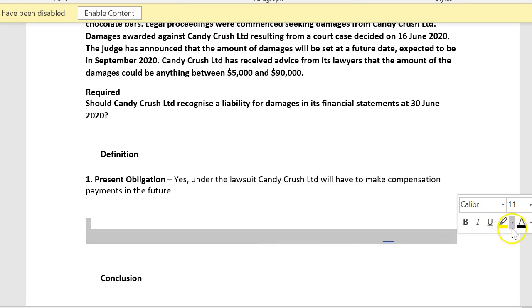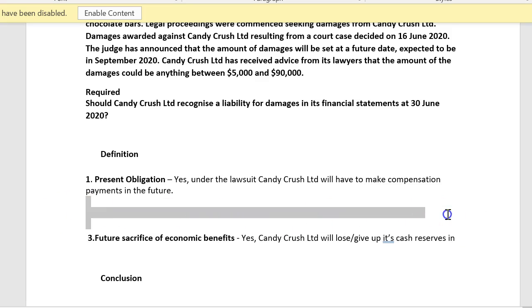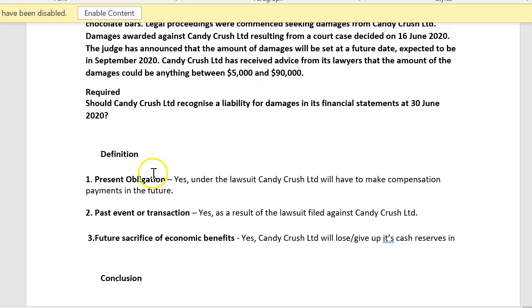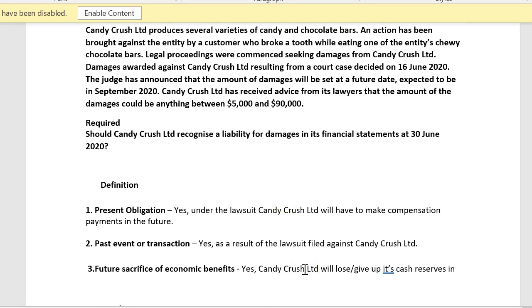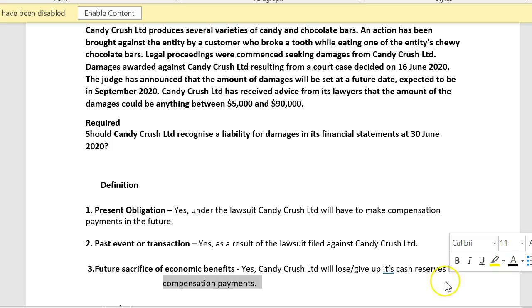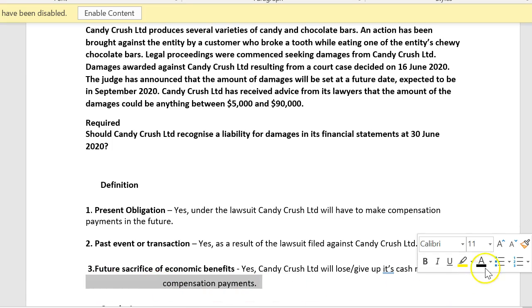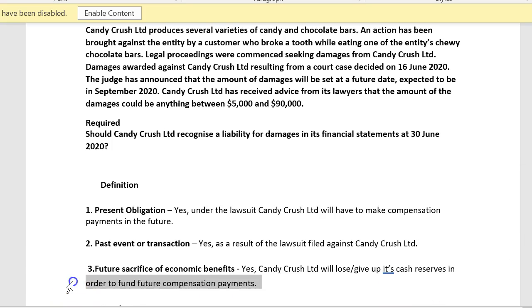Okay, here it is. All right, is there a past event? Again, it doesn't matter which order you put this in. Is there a past event? Yes, a lawsuit is filed against Candy Crush. That is a past event. Is there a future sacrifice of economic benefits, or is there expected future settlement? Yes, Candy Crush will have to make compensation payments in the future, which means they will have to give up some of their cash reserves in the future. Just a minor typo here.